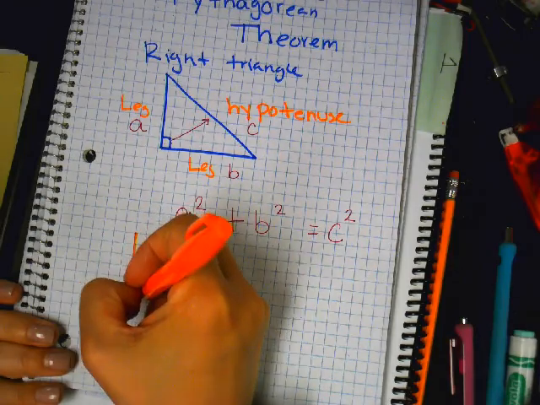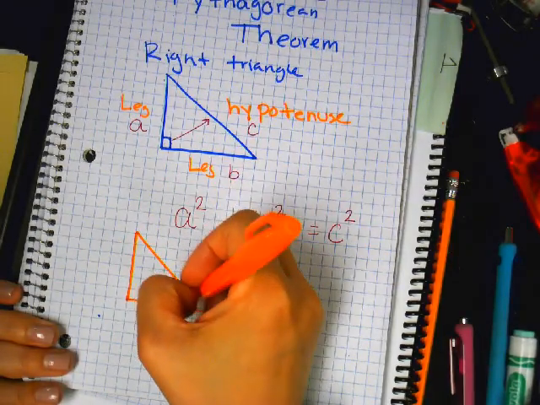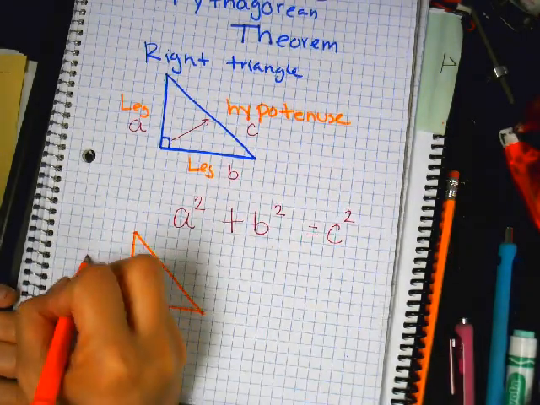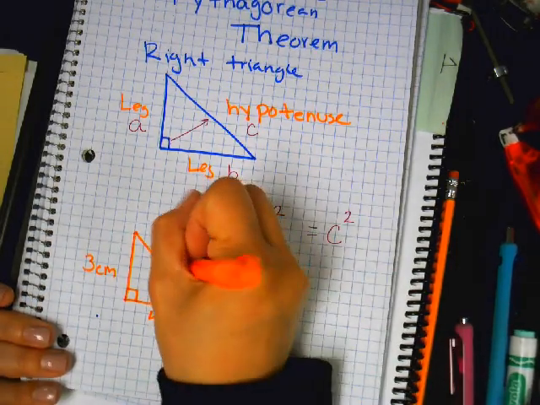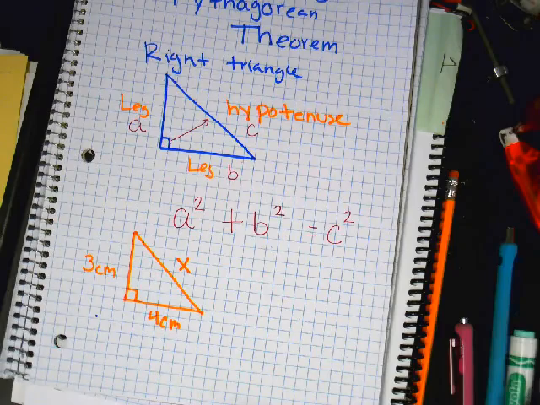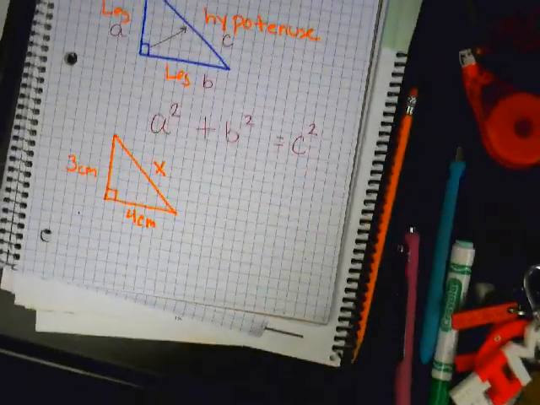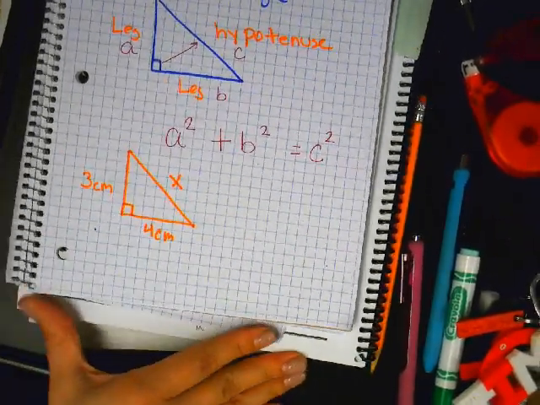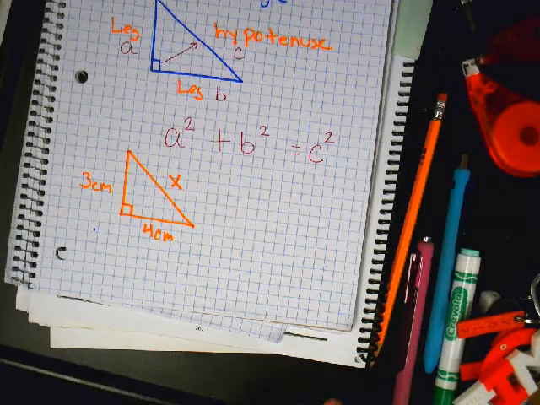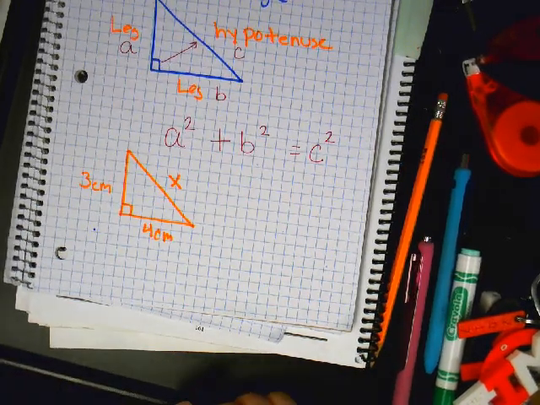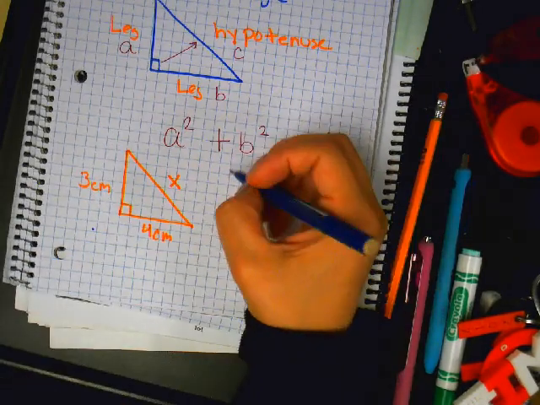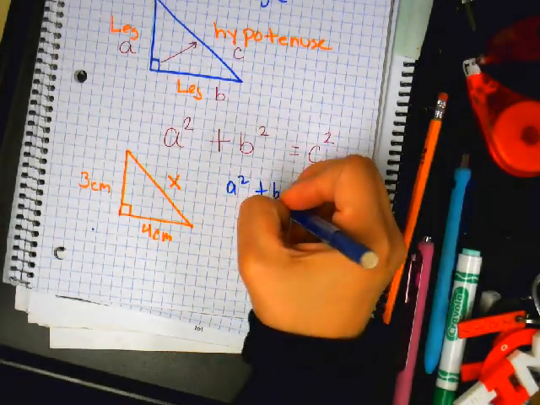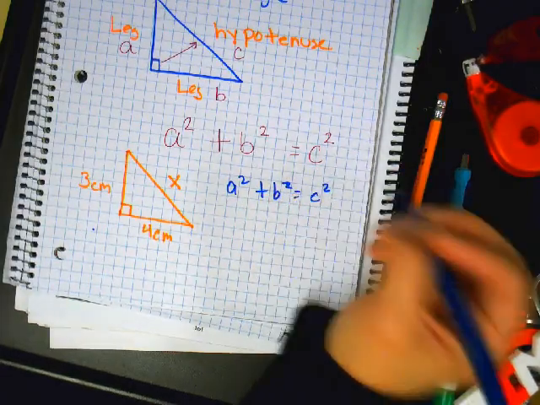So here I have a right triangle, and this measures 3 centimeters, and this measures 4 centimeters, and we don't know what that measures. We don't have any tools, like a protractor or a compass, that can help us draw this and measure. So we're going to use the formula A squared plus B squared equals C squared. So what's your A?